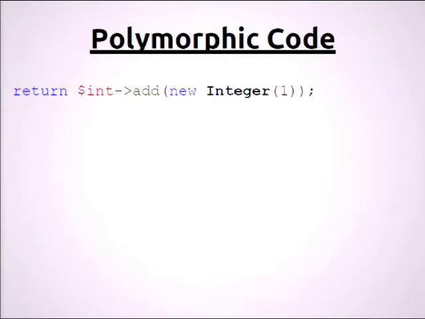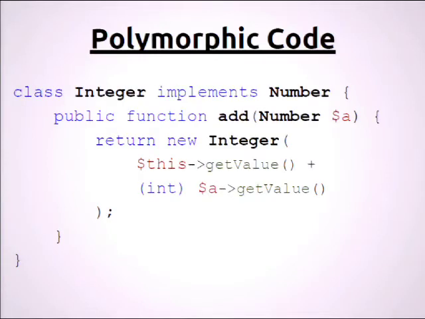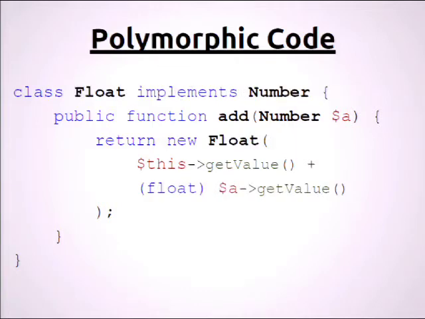Whereas if we use polymorphic code, we're telling the integer what we want to happen. We're saying, hey, number, add one to yourself. I don't care how. That's not my worry. My worry is to tell you what to do. You worry about doing it. That's polymorphism. Your code looks really simple. And that's the whole point of this. We want to localize our code. And we can do the same thing with the float as we did with the integer. It really looks the same, just some minor details changed.